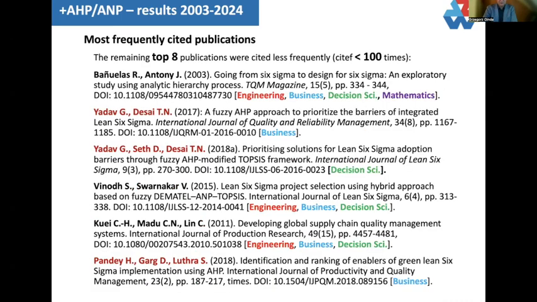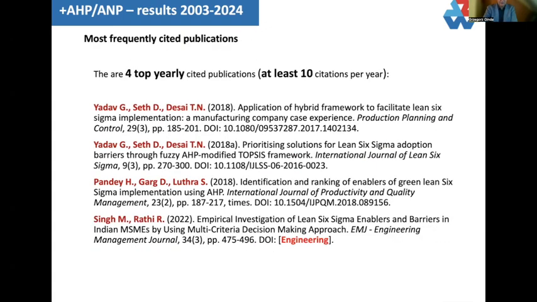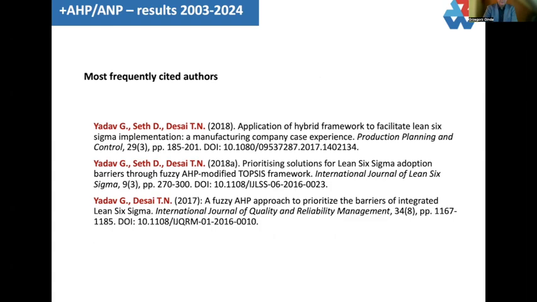Next slide, please. Okay, next one. And also there are some publications that used to be very highly cited per year, for example. So this topic is still developing. Okay, next slide. And there are also some most frequent authors who produced some interesting publications about the combination of AHP, ANP, and Six Sigma. Okay, next one.